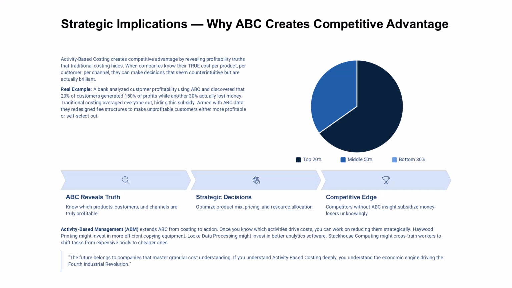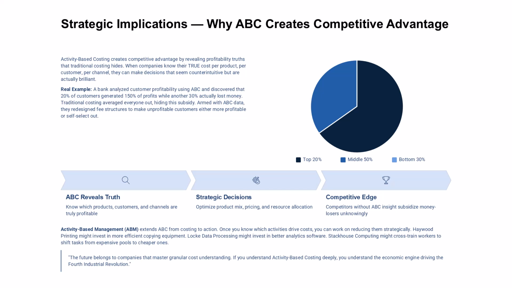A bank analyzed customer profitability using ABC and discovered that 20% of customers generated 150% of profits while another 30% actually lost money. Traditional costing averaged everyone out, hiding this subsidy. Armed with ABC data, they redesigned fee structures to make unprofitable customers either more profitable or self-select out. Harsh, perhaps. But competitors without ABC insight were subsidizing money-losing customers and wondering why their profits lagged.